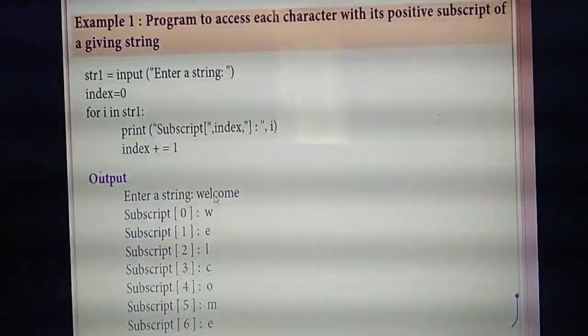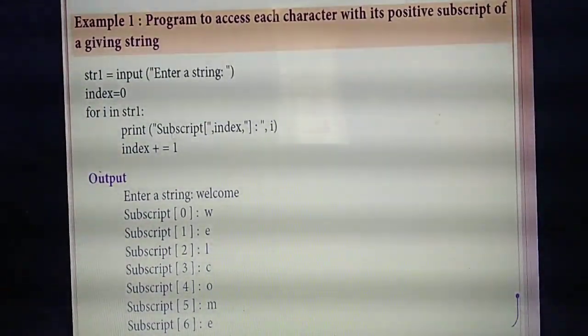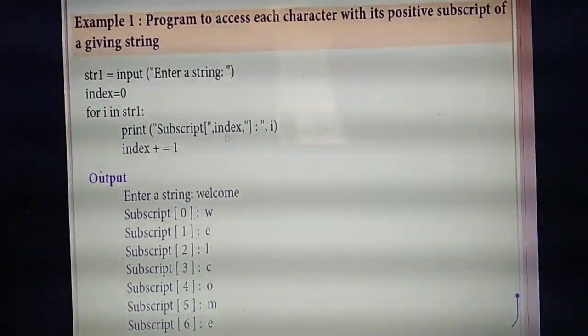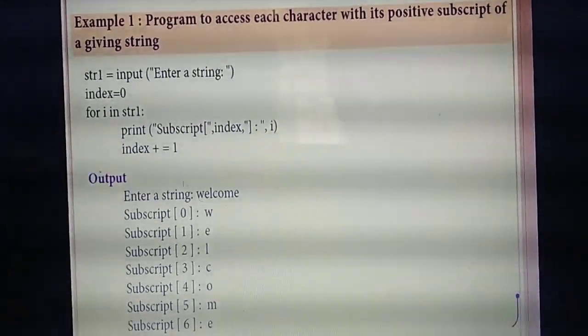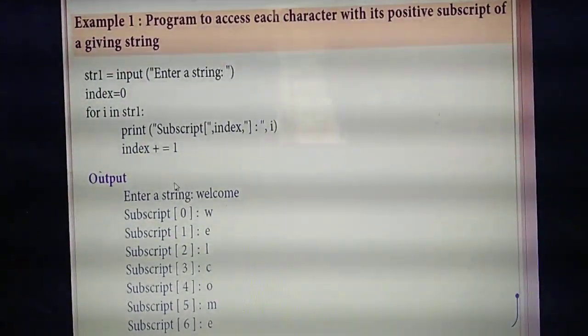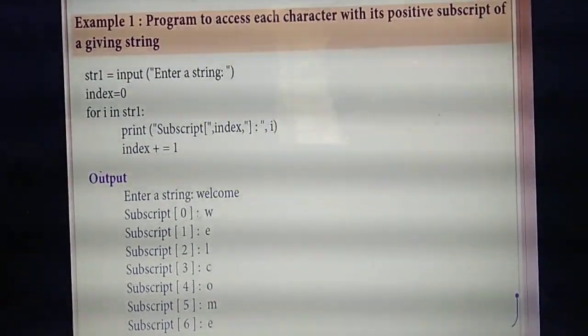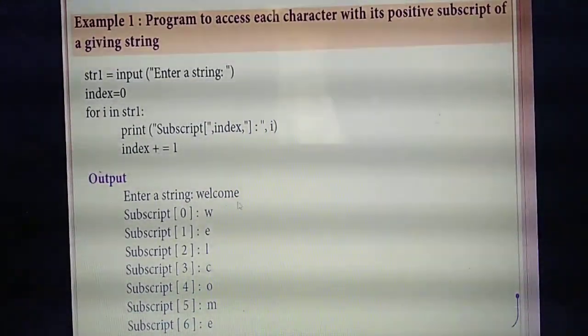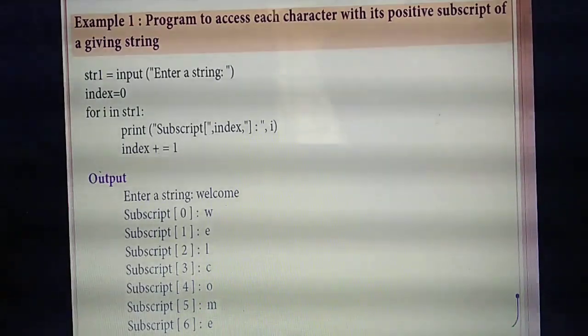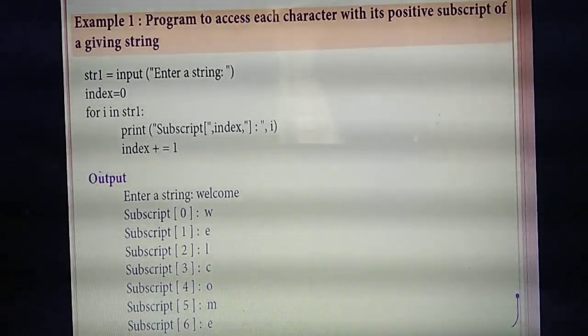Okay, so listen. Next, what line will come? Print subscript of. So you have entered the word welcome, isn't it? So first subscript 0. 0 means which letter will it print? W. Next index plus 1, then subscript of 1. Next letter E. Then index plus 1, 2. Till the last character, n minus 1. Till 6. 0 to 6, it will print the characters like this.